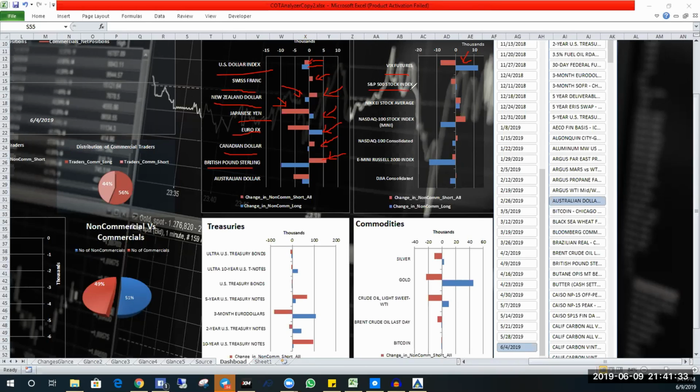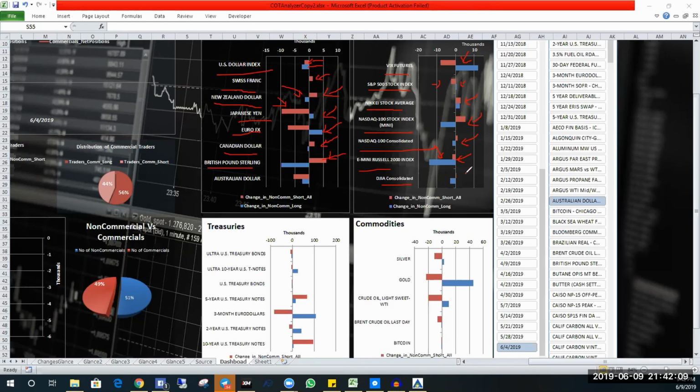For the S&P 500, long positions were added, even after most of the stock markets died last week. For the Nikkei stock average, long and short positions were added. The Nasdaq 100 is going short. The Nasdaq 100 consolidated is also going short. For the E-mini, more long positions were taken off the table, and short was reduced marginally, not that significant.